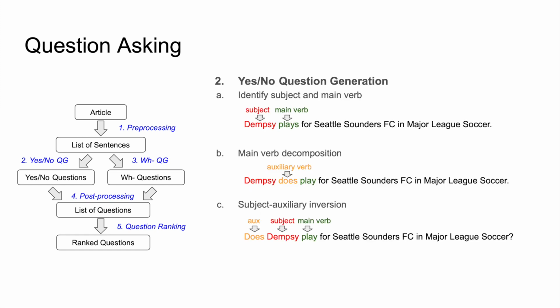To generate yes/no questions, we first identify the subject and main verb of the sentence through spaCy dependency parse. Then, depending on verb tense, we decompose the main verb into a corresponding auxiliary verb followed by the lemma form of the main verb. If the sentence already contains an auxiliary verb, or if the main verb is a be verb, this step will not be performed. Next, we construct the yes/no question by performing subject-auxiliary inversion.